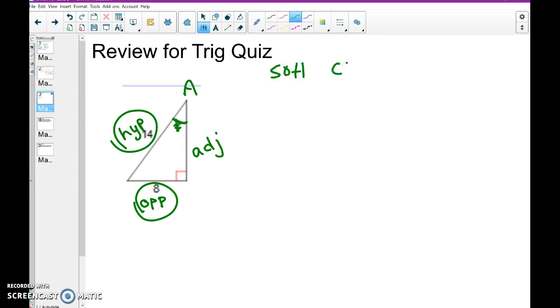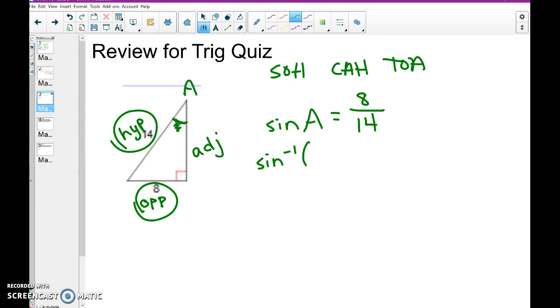If I look at my SOHCAHTOA, that means opposite hypotenuse is the SO, which is sine. So sine of A is equal to opposite over hypotenuse. Opposite is 8, hypotenuse is 14. Now remember, if you're looking for an angle, please make sure you're using inverse. It means you gotta hit second or shift on your calculator. You're trying to get rid of that sine, which is why we do inverse sine on both sides. That's all I'm doing in this step.